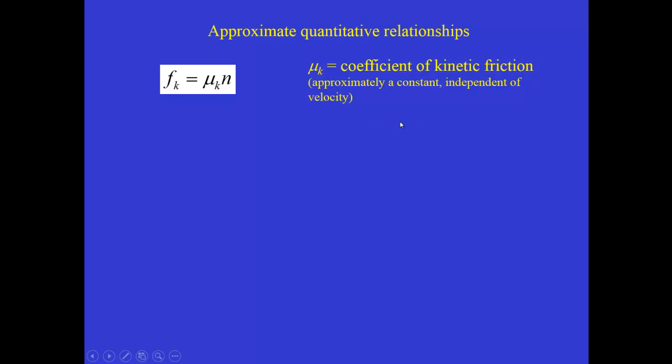Now this is not a law of nature, this is a simple approximation that we make, but it's a fairly good approximation for objects sliding across surfaces. Notice here, unit-wise, F is a force and N is a force. So mu has no units. It simply represents the proportionality between the normal force and the frictional force.